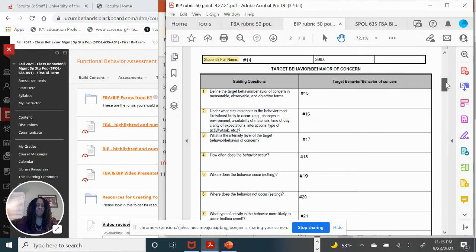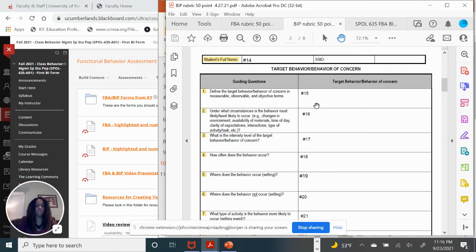Define the target behavior of concern in measurable, observable, and objective terms. Again, you're describing exactly what the child is doing that's of a concern, and it can't just be his attitude. Like I said, it needs to be specific, something that can be measured and observed. Under what circumstances is the behavior? So as you'll notice, much of this information comes straight from the other one.